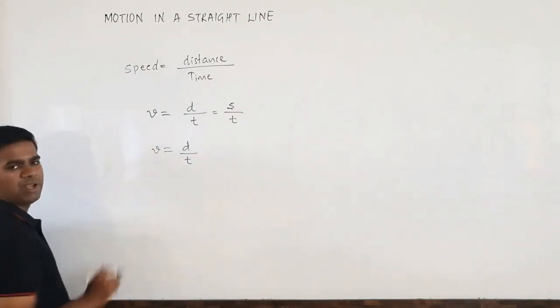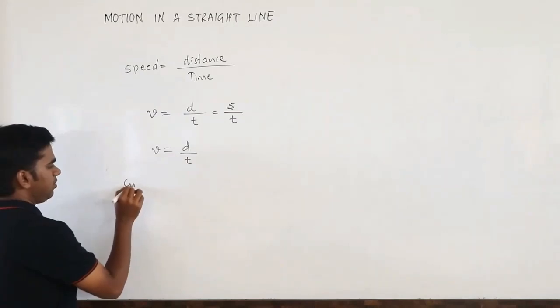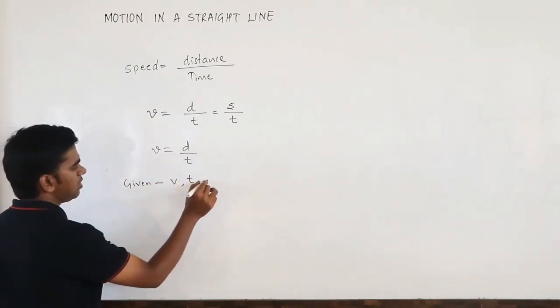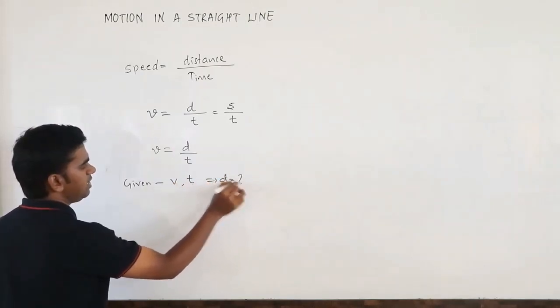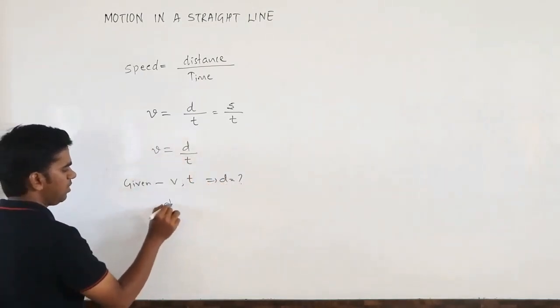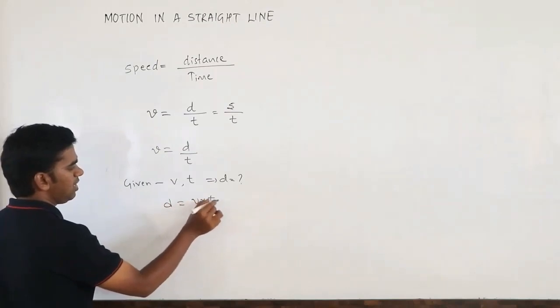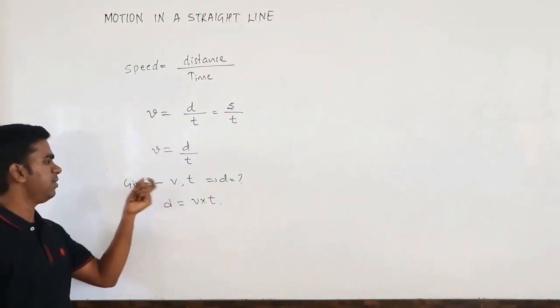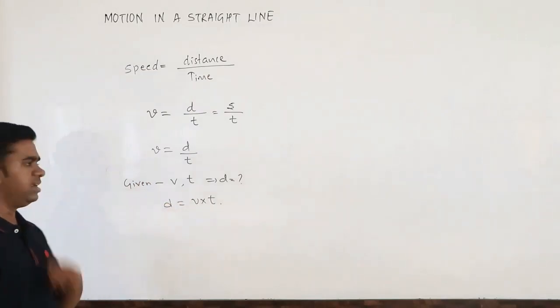Suppose you know velocity is given and time is given. If they are asking for d, can you get it from here? So d equals what? d equals v into t. So if you know the velocity and time, you can calculate the distance.